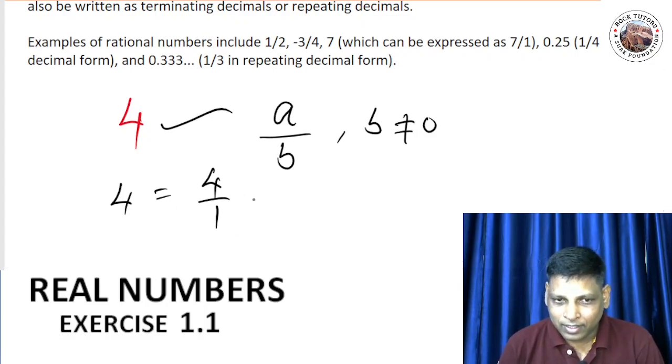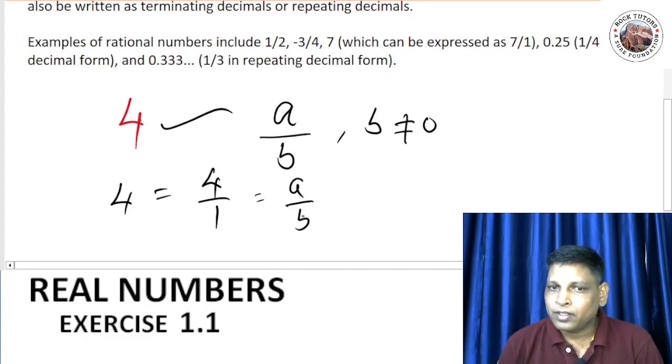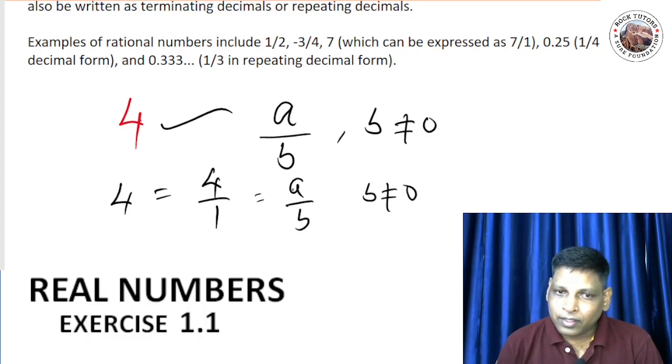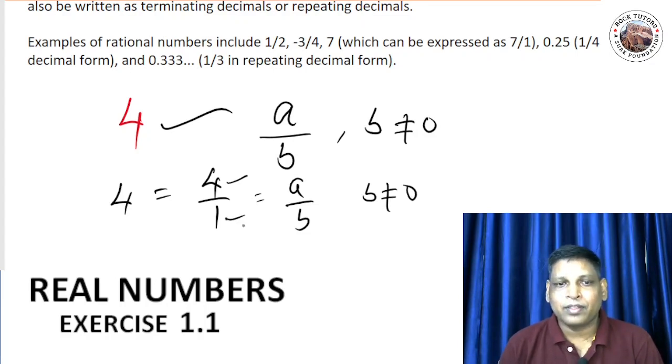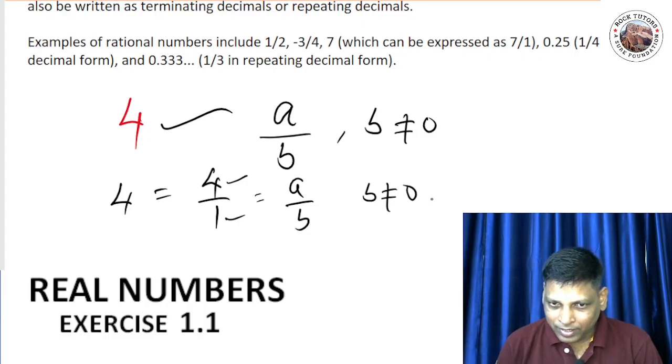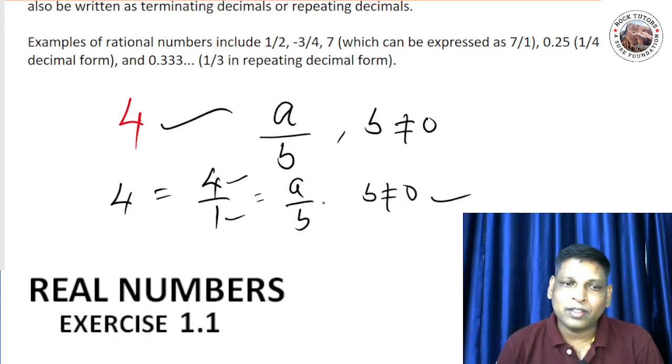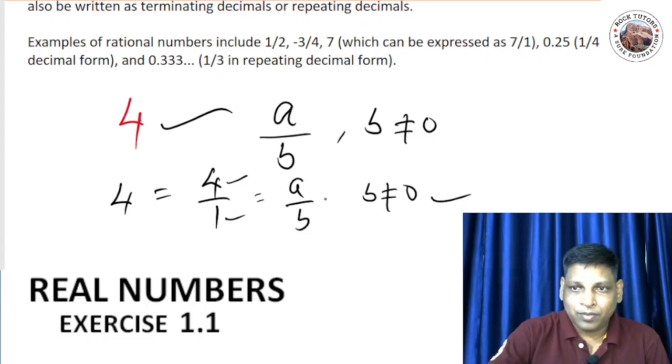According to our condition, a by b with b not equal to 0, here a and b are integers. Here 4 is an integer, and 1 is also an integer. That's why the condition is satisfied by 4 by 1, a by b with b not equal to 0. So you can say that 4 is a rational number.